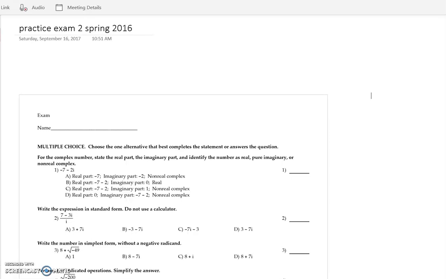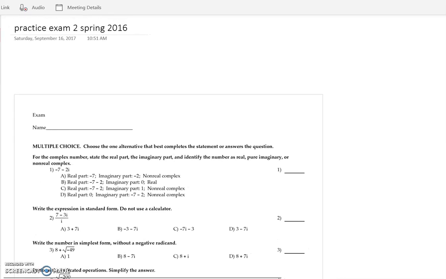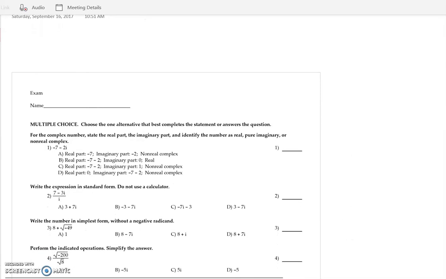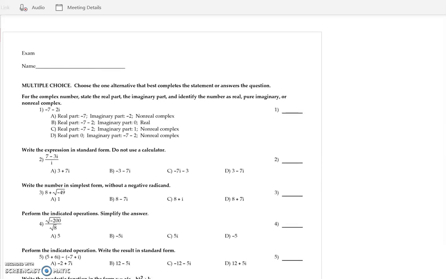Okay guys, so now we are going to correct practice exam number 2. As you can see, it's the practice exam of spring 2016. It doesn't matter. So in this practice exam, first problem. I'm going to change and I'm going to write that in blue for once.